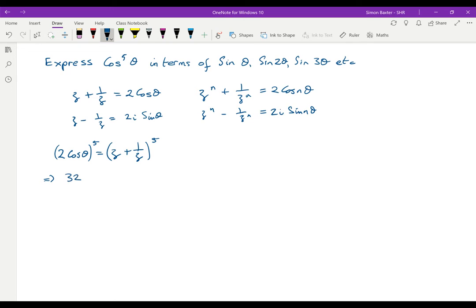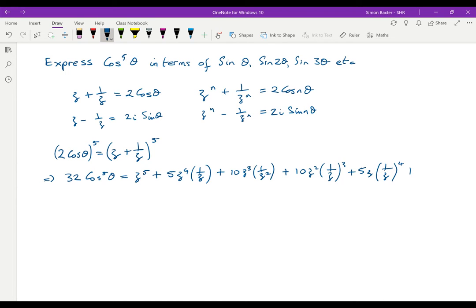That tells me that 32 cos to the power 5 theta, Pascal's triangle now, 1, 5, 10, 10, 5, 1, is z to the 5 plus 5 z to the 4, 1 over z, plus 10, I don't want the bracket yet, z cubed, 1 over z squared, plus 10 z squared, 1 over z cubed, plus 5z, 1 over z to the 4, plus 1 over z to the 5. That should be fairly easy for you. You should be good at the binomial.